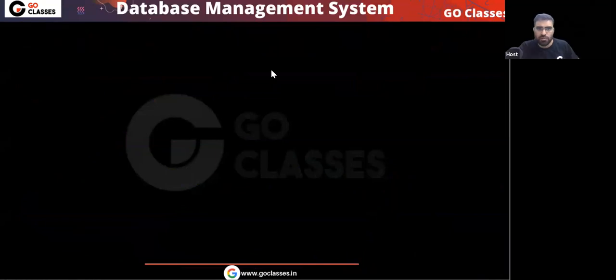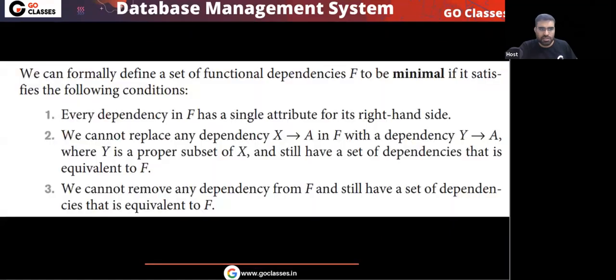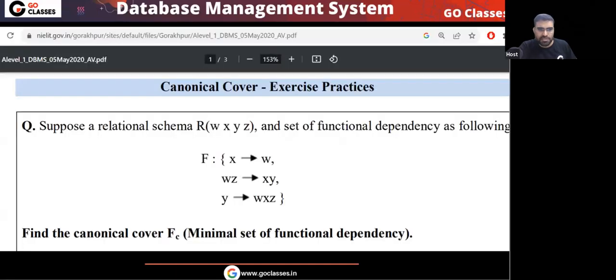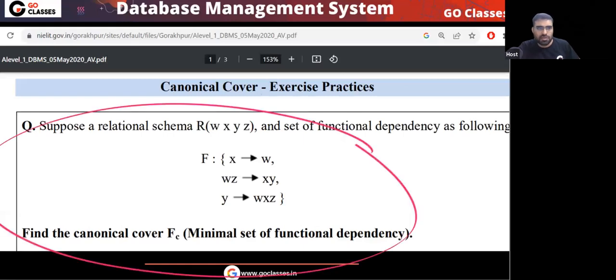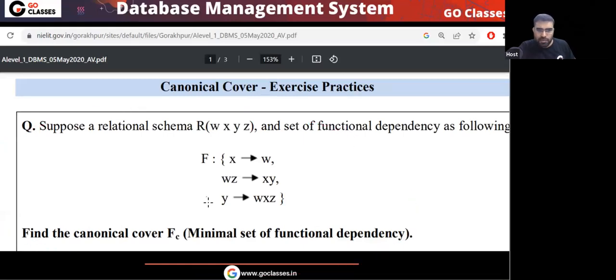I hope you understood. Okay, so let's see some questions. Now we only have to do practice. That's it. We only have to do practice, nothing else. Let's see this question. Find the minimal cover.